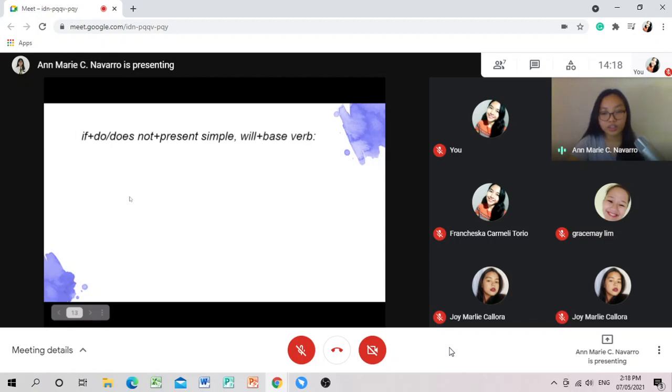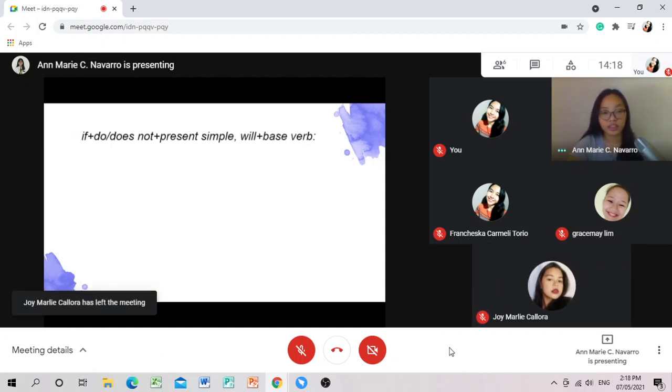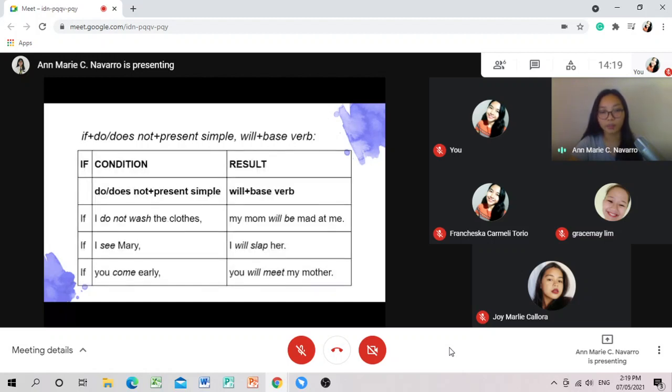There is another way to write a negative structure of first conditional. It can be if plus do or does not plus present simple, comma, will plus base. So you can write a negative structure sentence without not on the result clause. So here are examples.